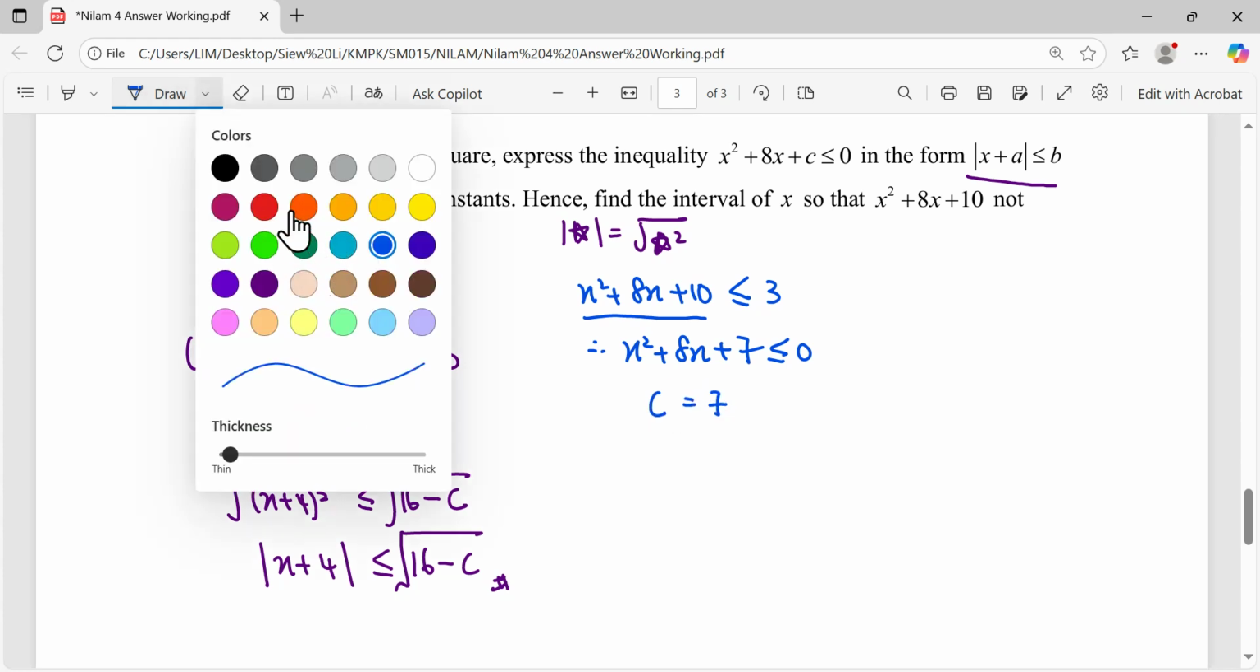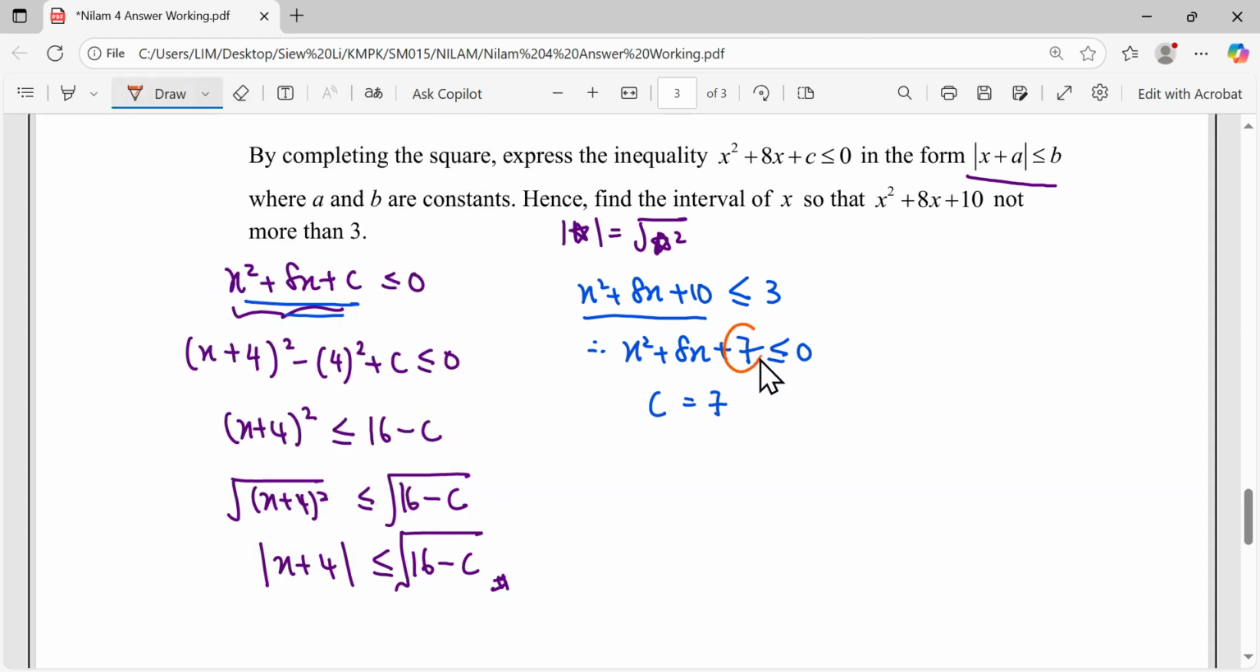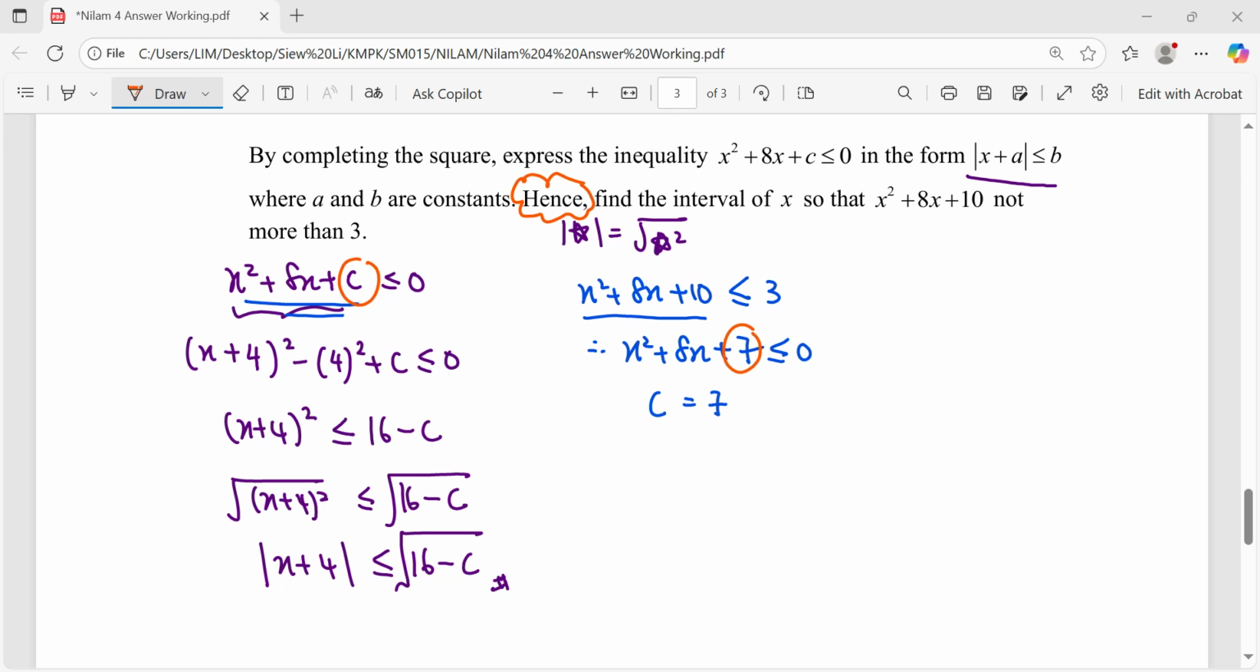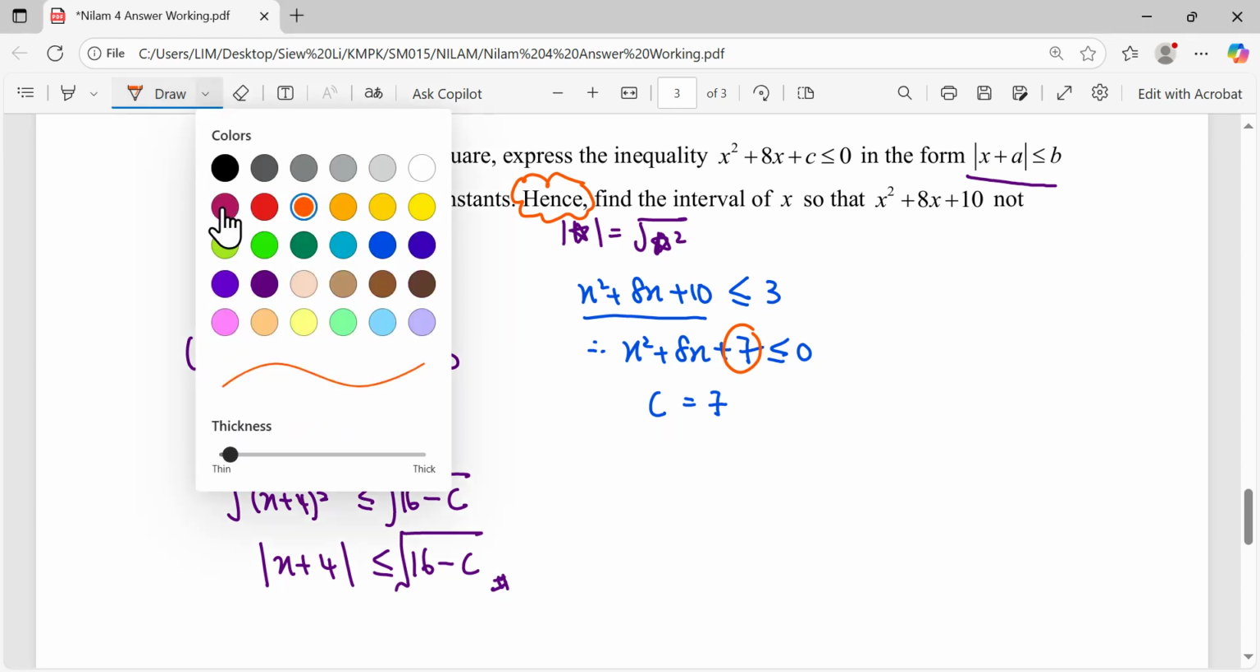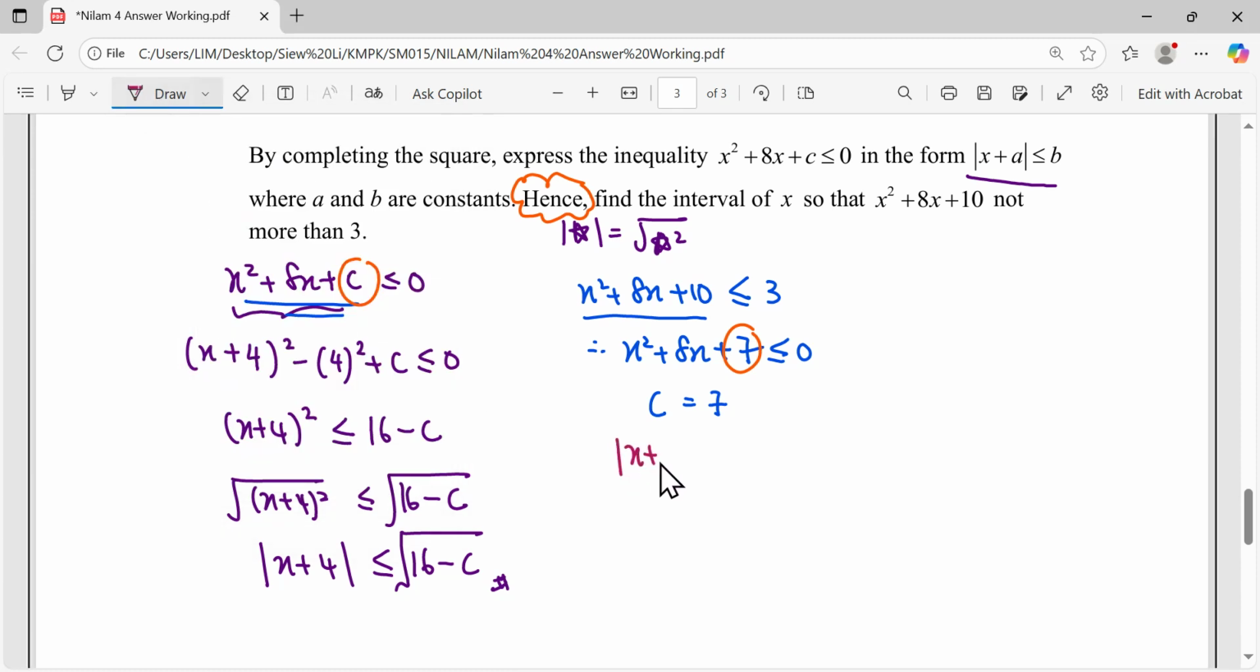So compare your c value. Why do we need to compare? Because it says continue from the previous question, so I need to find out what our c is here. So c here is 7. Then we continue with the format of modulus that we managed to find just now: modulus x plus 4 less than or equal to square root of 16 minus c, which is modulus x plus 4 less than or equal to square root of 9, which equals 3.